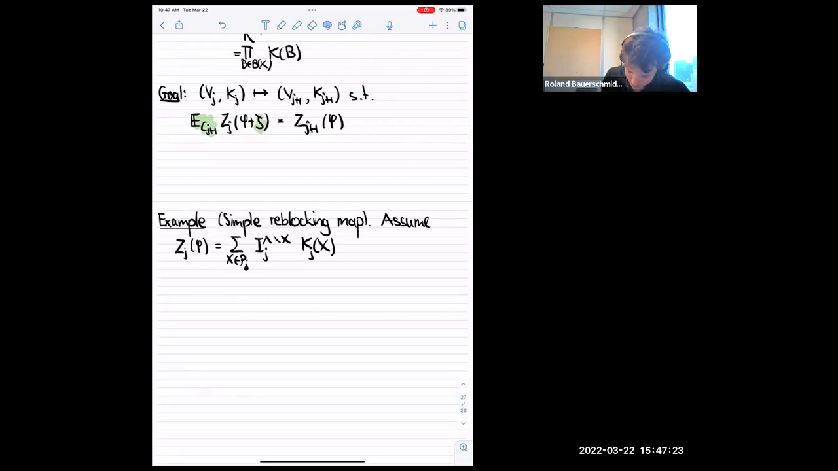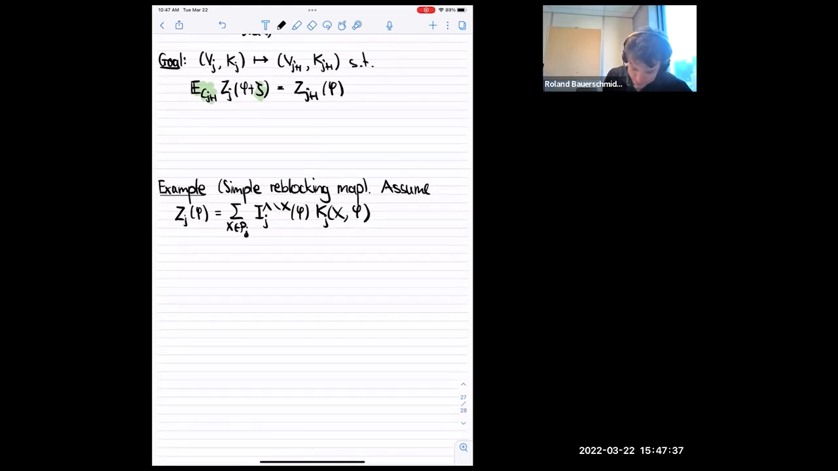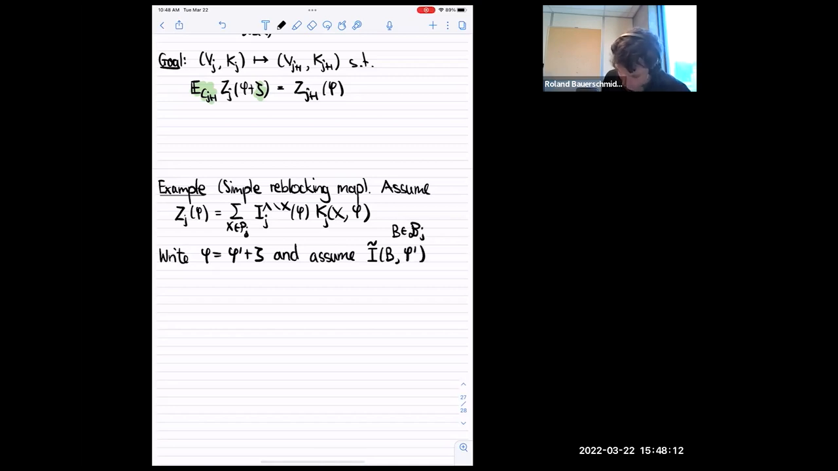Maybe I should write the argument phi, just to be concrete. Then we want to replace phi by phi plus zeta, and take the expectation over zeta. So we write, say, phi is, maybe I call it phi prime plus zeta. And assume we're given some function, which I'll call I tilde. It's indexed by blocks, and blocks are still at scale j. And it only depends on this phi prime, but not on zeta.